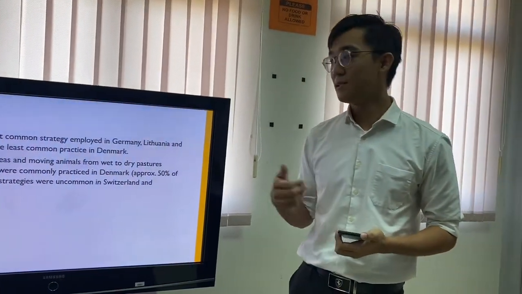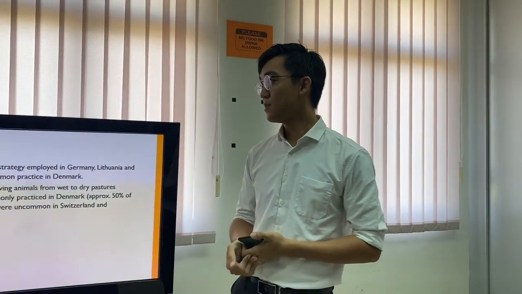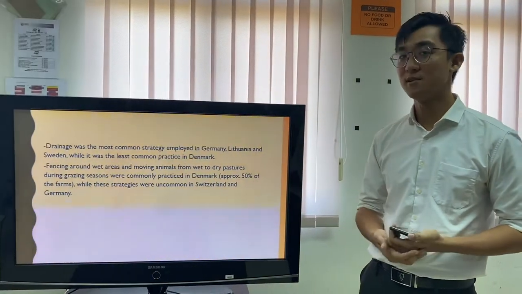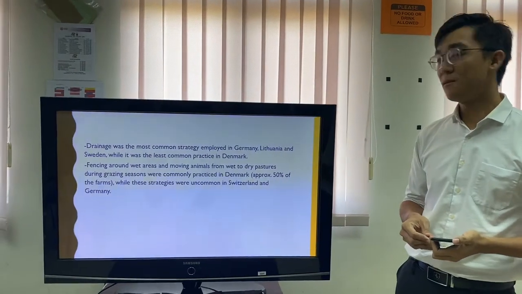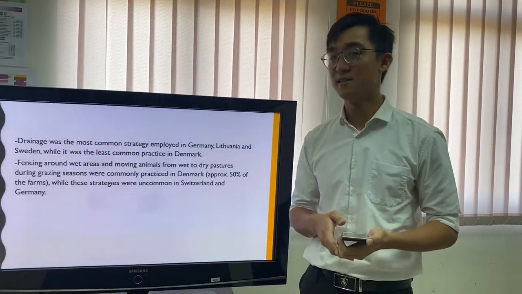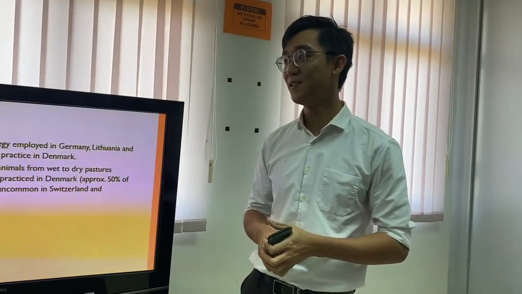And lastly is the fencing system of the farm. Fencing around wet areas and moving animals from wet to dry pasture is commonly practiced in Danish farming, while these strategies are not common in Switzerland and Germany. So that is all for the general control methods globally. Thank you.